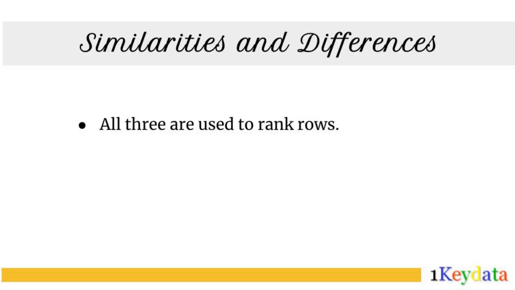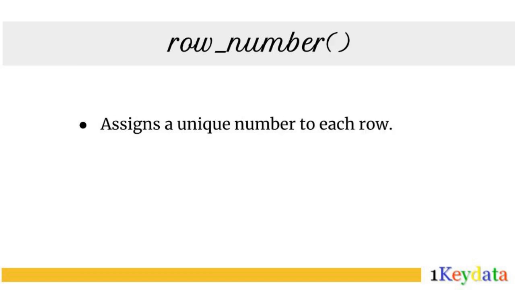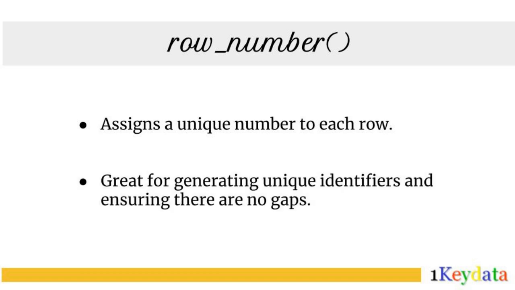These functions are all about ranking rows in a dataset based on specific criteria, but they behave differently in handling ties. Let's break it down. Row number assigns a unique number to each row in the result set. Even if there's a tie in your ranking criteria, it will still give each row a unique value.